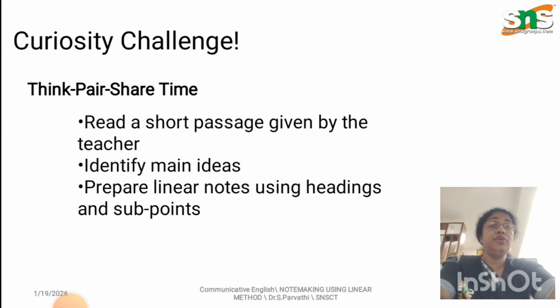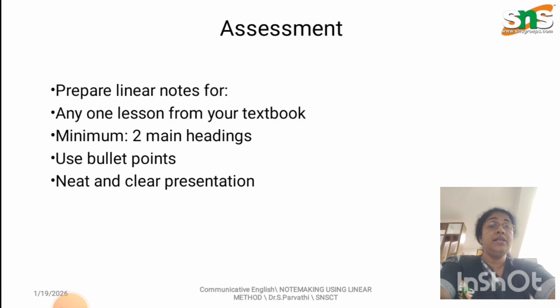Read a short passage given by the teacher, or take a short passage from your novel or the newspaper. As soon as you read the passage, take the main idea and start preparing linear notes using headings and subpoints. Also, prepare notes for any one lesson from your textbooks, with a minimum of two main headings, using bullet points, and your presentation should look neat and clear.